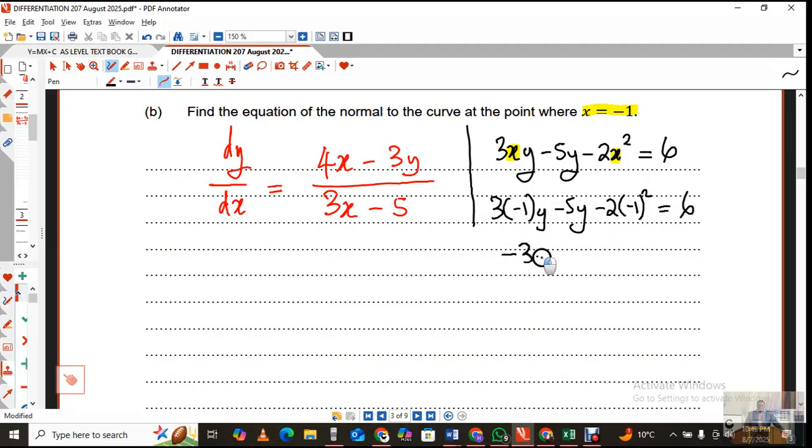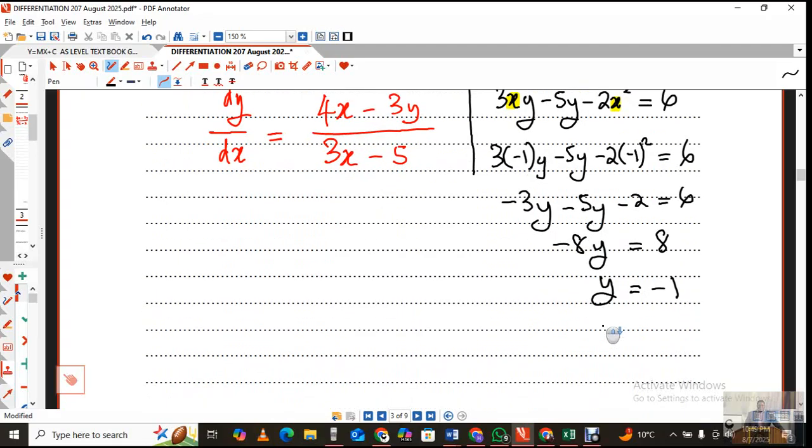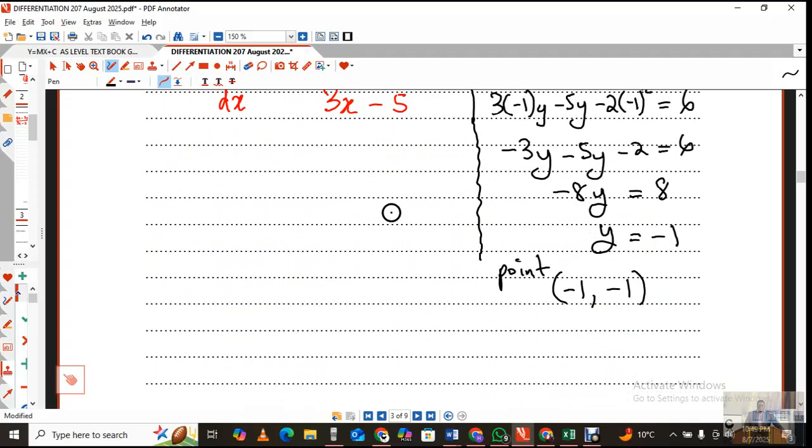Okay, this is giving you minus 3y minus 5y. Of course, this is 1, that's -2 is equal to 6. This is -8y is equal to 8. This implies that y would be -1. So the point that I'm going to have is x is -1 and y also happens to be -1. Right, so this is going to be my x1 in my formula. That's going to be my y1 in my formula.